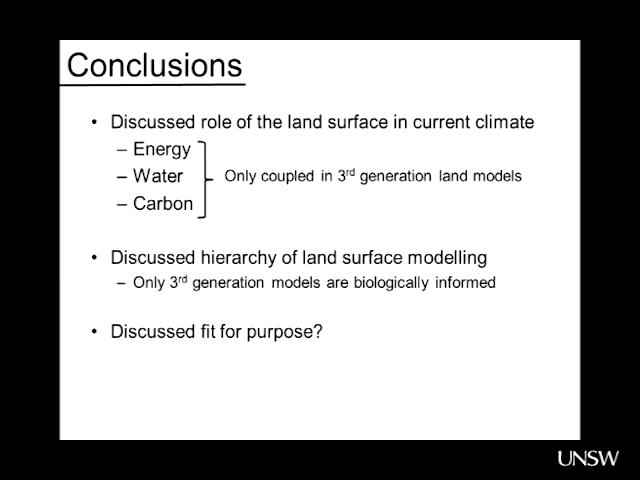I discussed the hierarchy of land surface schemes, taking you through 40 years of history in 3 slides. It's only the third generation schemes that are biologically informed. The earlier schemes were not, and you need to be careful if you're using them, and some older climate models still use them. You've got to be careful if you're using them that you don't then use results from the land surface if those results would otherwise be substantially affected by how you do the land surface.